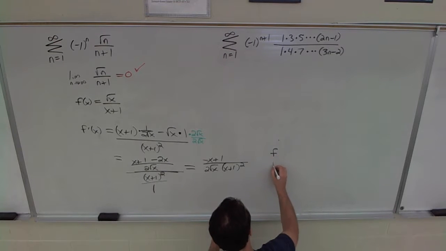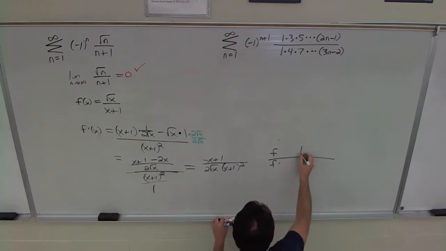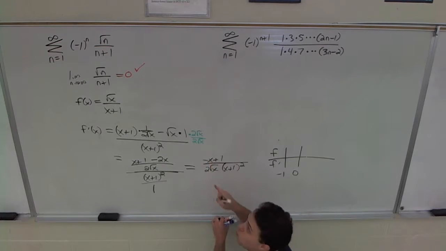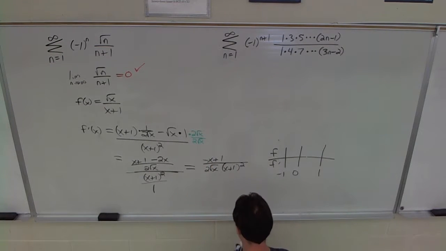So if we go f and f prime, what are the zeros, or in other words, the critical points of this function? So this function has a critical point where the bottom is 0. So if I put 0 into the bottom, that's going to be a place. If I put negative 1 into the bottom, that's going to be a place. And the top, if I put 1 into the top, that's going to be another critical point. So I've got several critical points here.